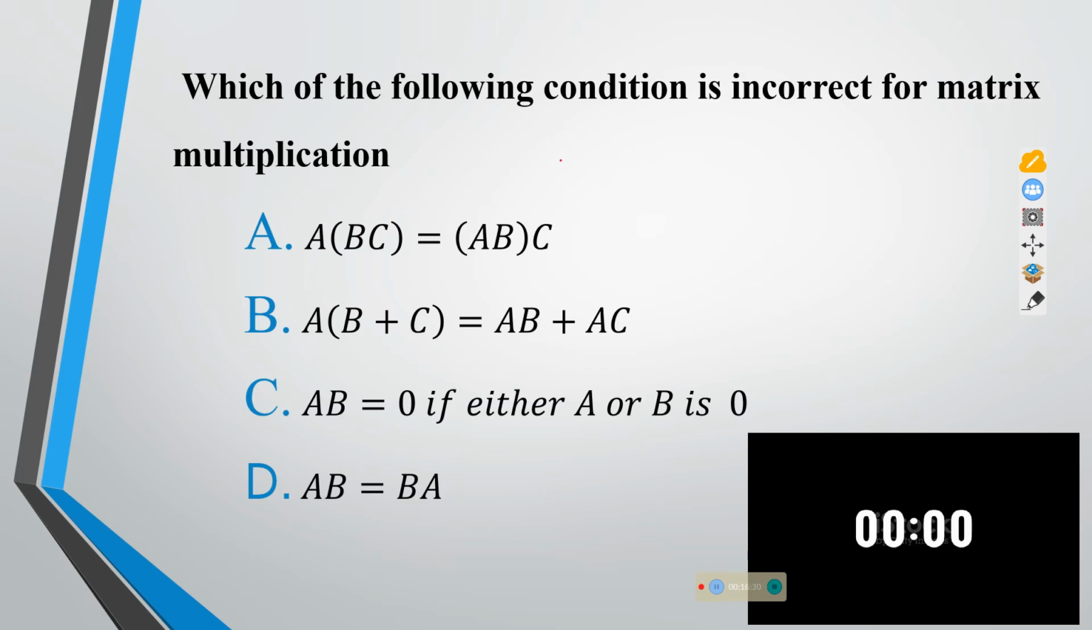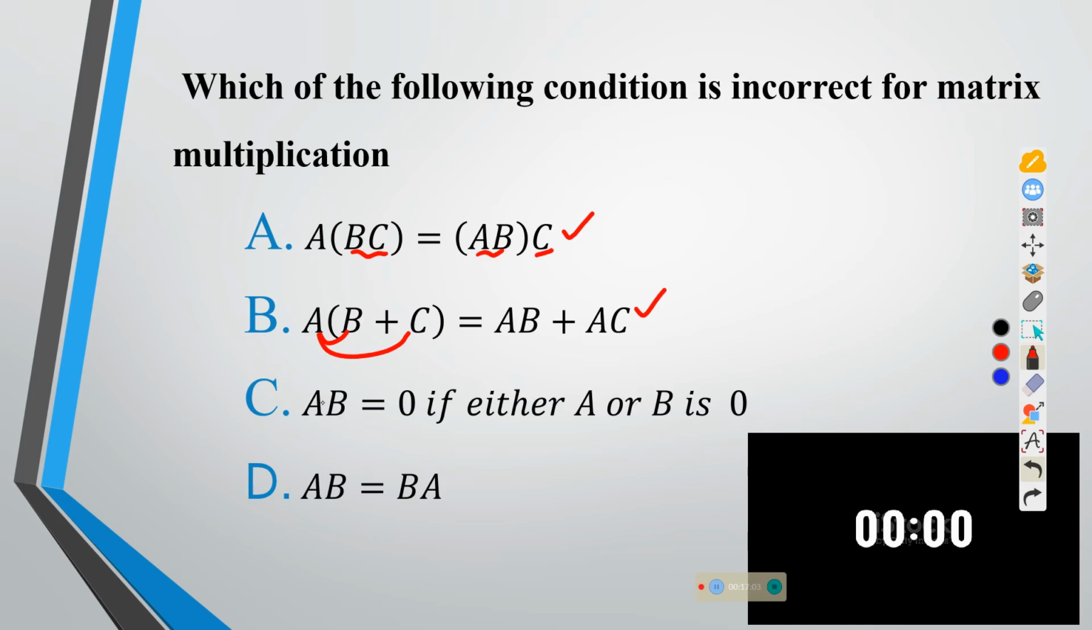So time is up. Let us look at the solution. We are told, which of the following conditions is incorrect for matrix multiplication. So this one here, if you multiply A with BC, it will be the same as multiplying AB first, then you do this. This is okay. So A into B plus C is the same as multiplying A with B, A with C. This is also true. Then AB is equal to 0 if either A or B is 0.